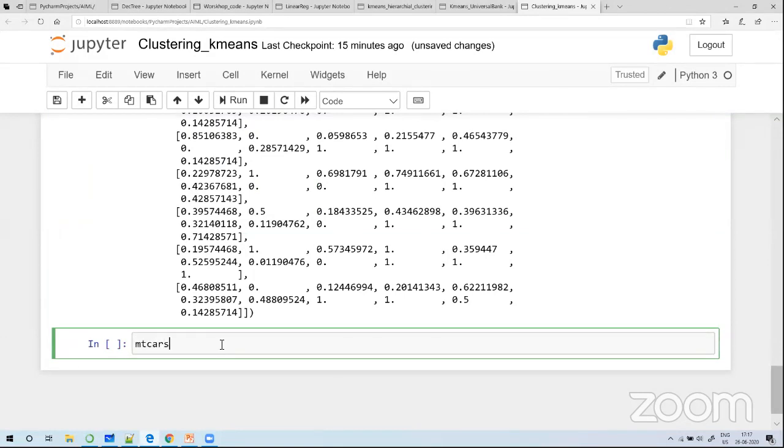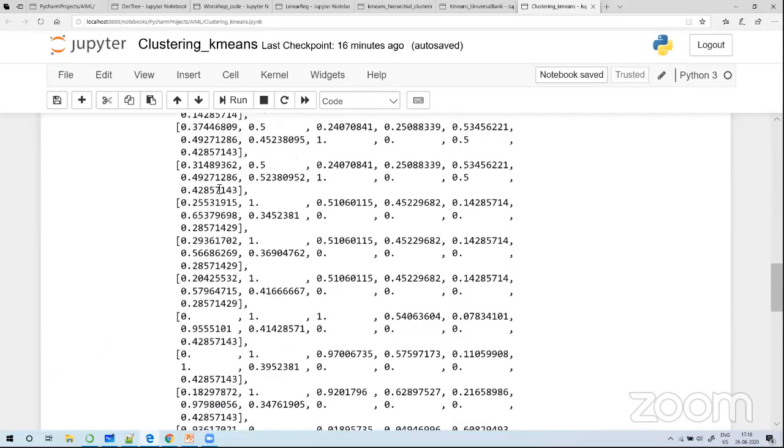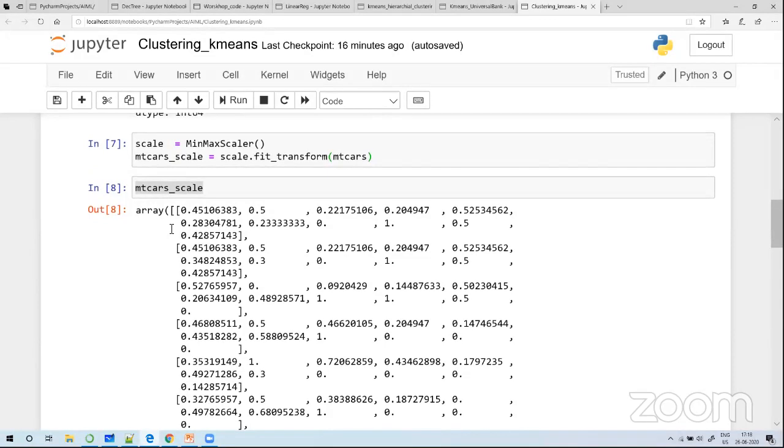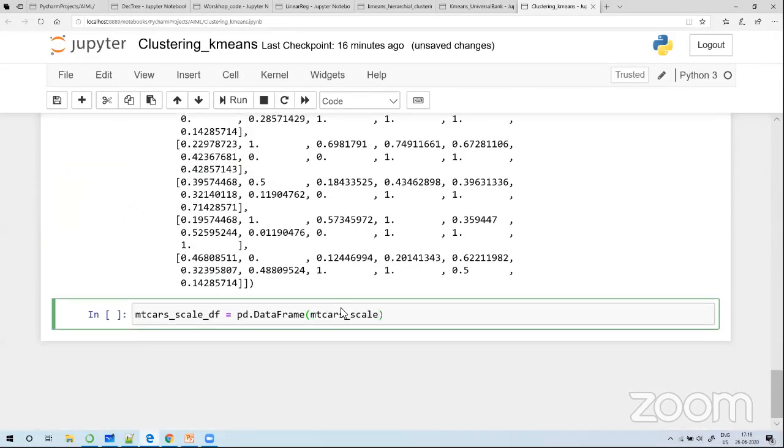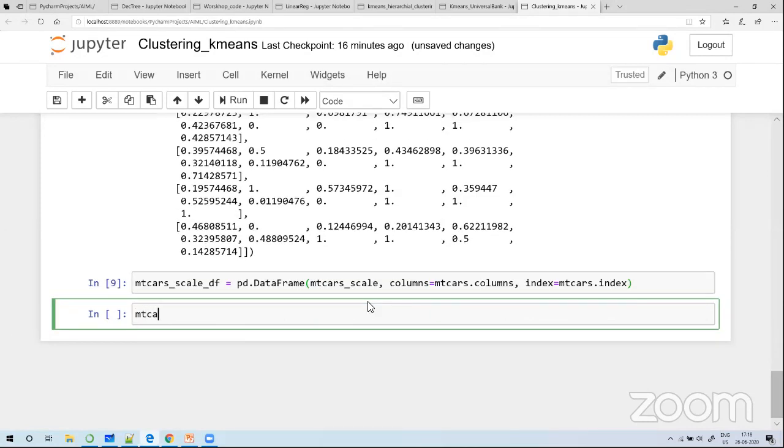empty_cars_scale_df = pd.DataFrame(empty_cars_scale, columns=empty_cars.columns, index=empty_cars.index). Now empty_cars_scale_df.